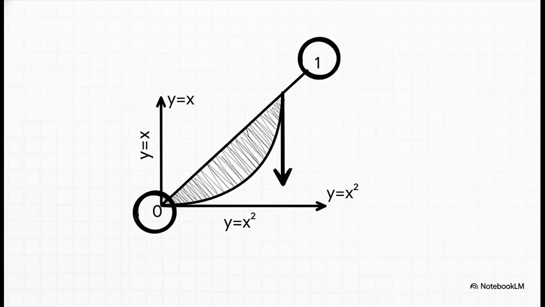Okay, steps 2 and 3, we've got to find our limits and which curve is on top. To find the limits, we just set the two equations equal to each other, x equals x squared. And when you solve that, you find they cross at x equals 0 and x equals 1. Now, which curve is on top? Well, let's just pick a number in between 0 and 1. How about 0.5? For the line y equals x, you get 0.5. For the parabola y equals x squared, you get 0.25. So yep, the straight line is our upper curve in that region.